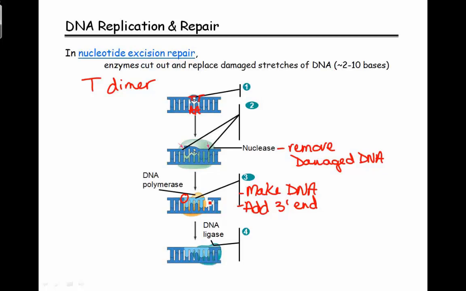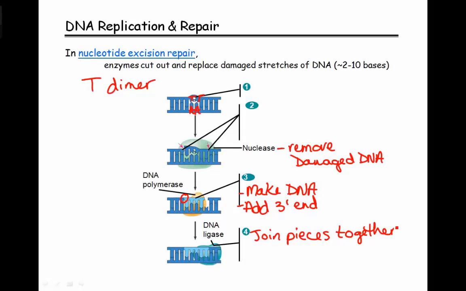And then just as we had with DNA replication, the DNA polymerase is not able to make that very last phosphodiester bond. So DNA ligase, same enzyme we had before, is going to be coming in and it is going to join the pieces together. So in this case, we have removed the damaged DNA and we've replaced it with some good DNA again.